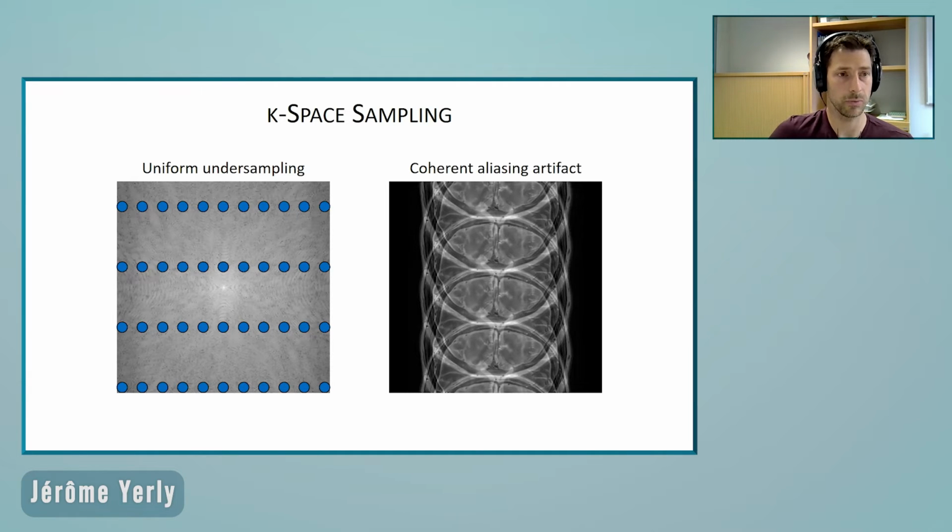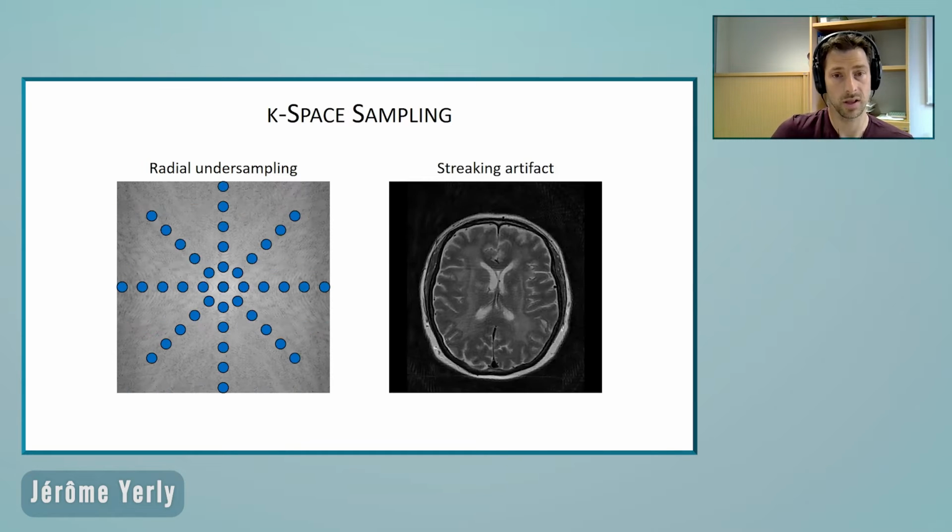Here, this is an example where we only acquire 1 line every 4 lines. And when we do that, we obtain coherent aliasing artifacts in the image. And when we get this type of coherent artifact, it becomes very difficult to separate the image from the aliasing. So instead of using a uniform undersampling approach, we could use a radial undersampling approach. When we use a radial trajectory, we obtain what we call streaking artifacts in the image that are actually very incoherent. We can clearly see through these artifacts, and we can much more easily separate the signal from the aliasing artifacts.